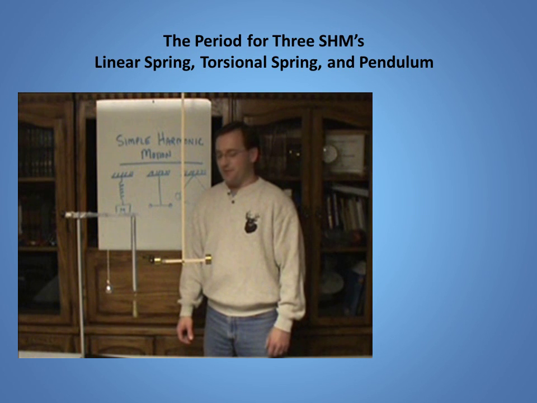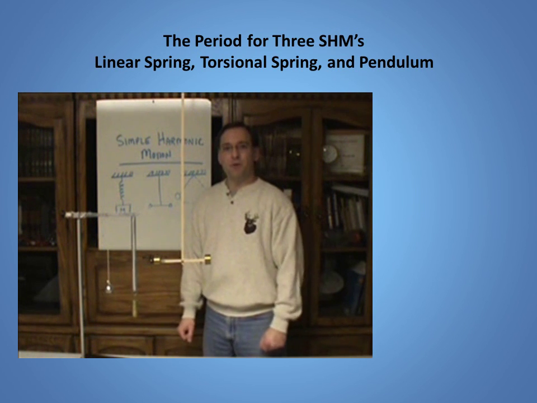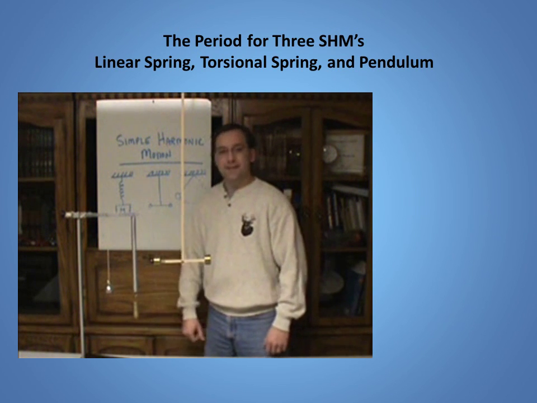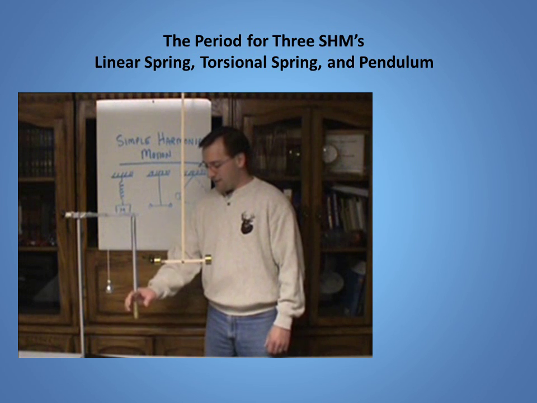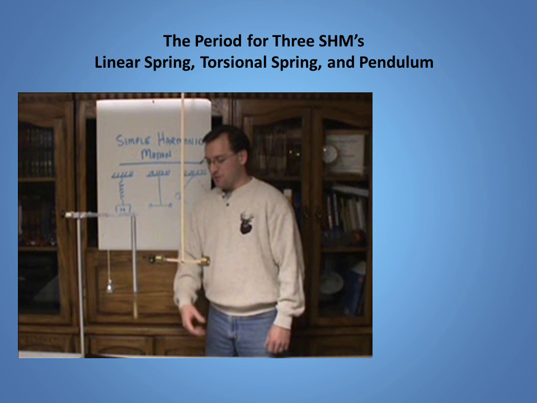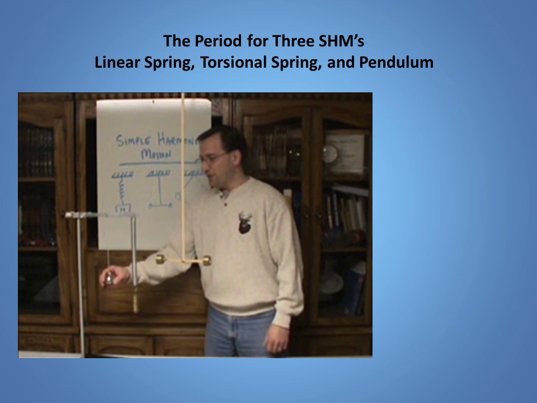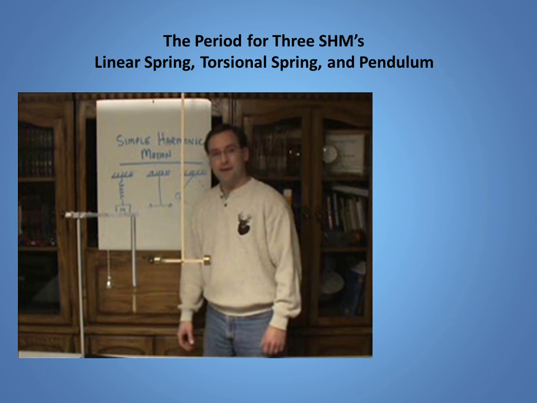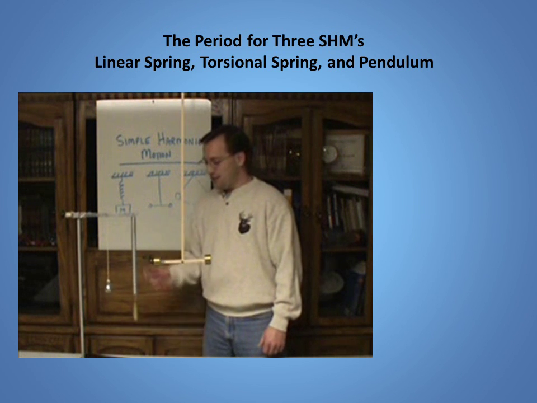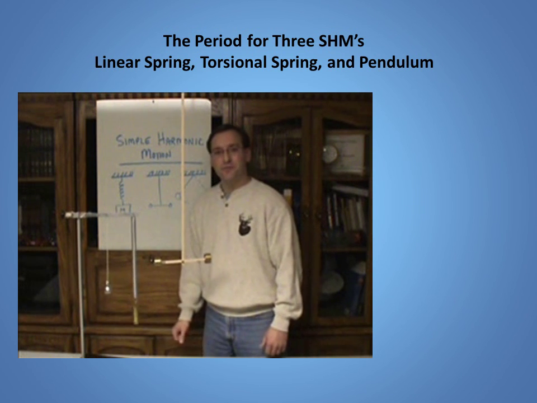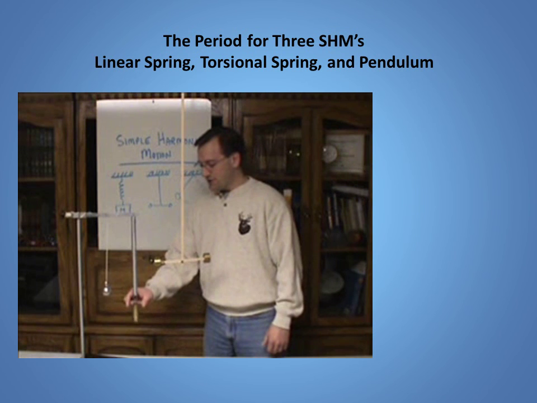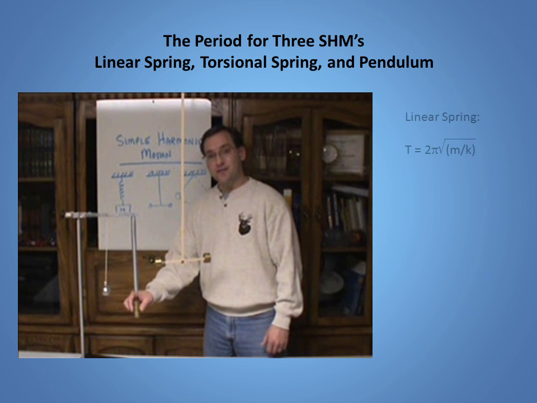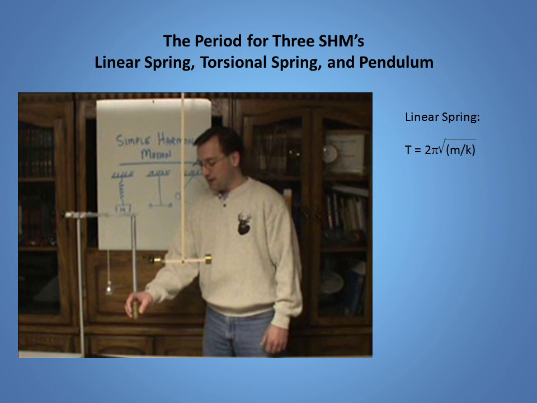We looked at 3 simple harmonic motions, and here I've got the 3 set up right now for you. The mass on a spring, we have a torsion spring, sometimes called a torsion pendulum, and then we also have a regular pendulum with the mass at the end of a string. Each one of these has a function for their period. We just saw that the period of a mass on the spring is 2 pi times the square root of m over k, where m is the mass and k is the spring constant.